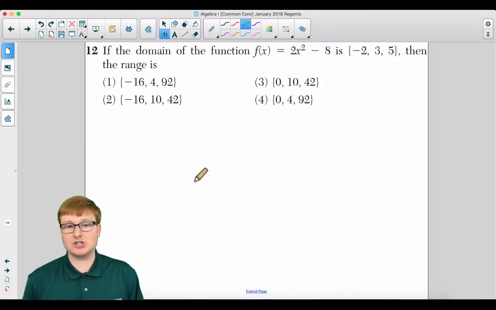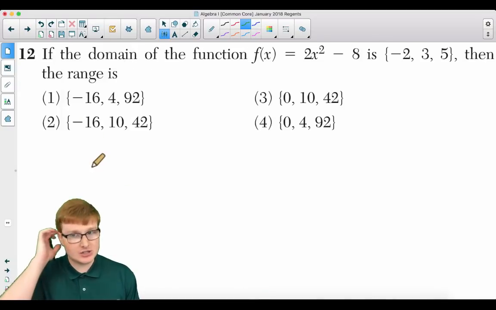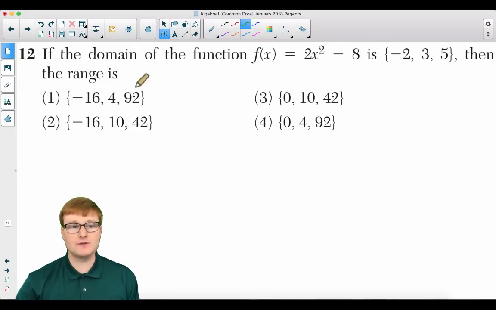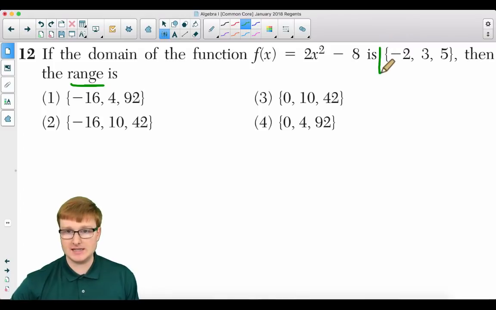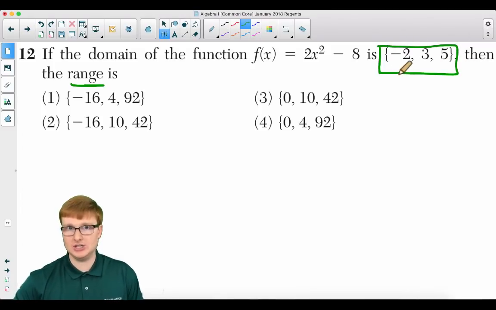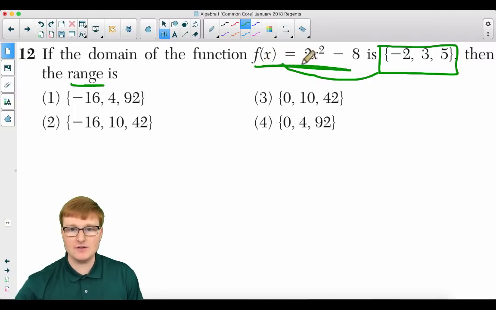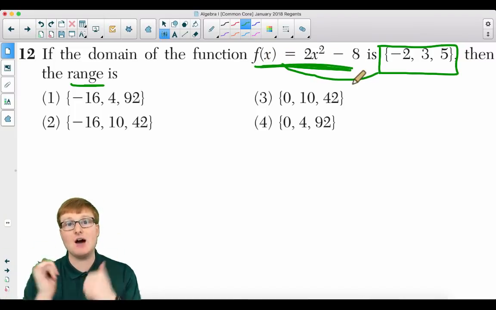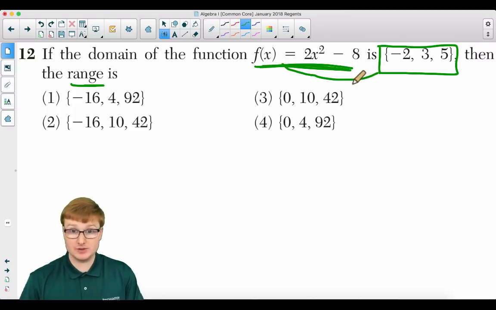If the domain of the function f of x equals 2x squared minus 8 is negative 2, 3, and 5, then the range is what? So this is all it's asking you for. This is kind of an interesting way to phrase this. They're asking you for the range when the domain is this. All you need to do is take these numbers and plug them into f of x and find the outputs. That's going to be your range.